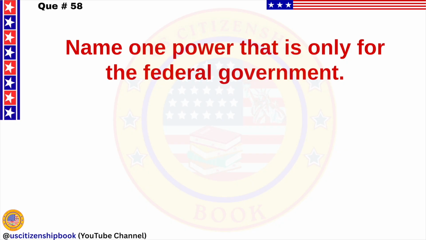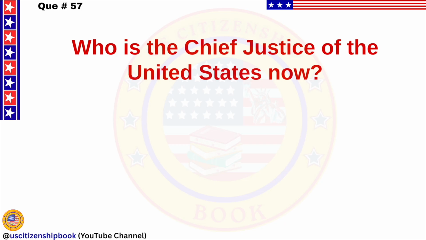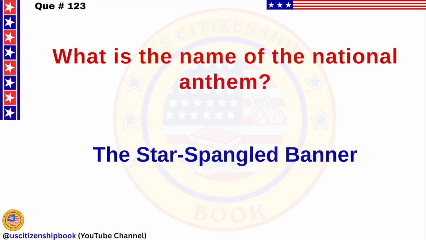Name one power that is only for the federal government. Print paper money. Who is the Chief Justice of the United States now? John Roberts. What is the name of the national anthem? The Star-Spangled Banner.